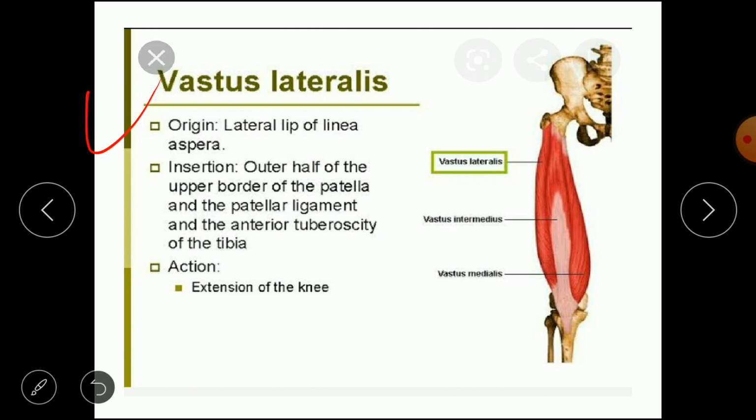Now the third muscle is vastus lateralis. It is present on the lateral side. Origin is the lateral lip of linea aspera, and insertion is at the outer half of the upper border of the patella, and the patellar ligament and anterior tuberosity of the tibia. If you cannot remember, just write the tuberosity of the tibia, and the action is extension of the knee joint. Clear? The action is the same and the insertion is the same. You just differentiate between the origins.